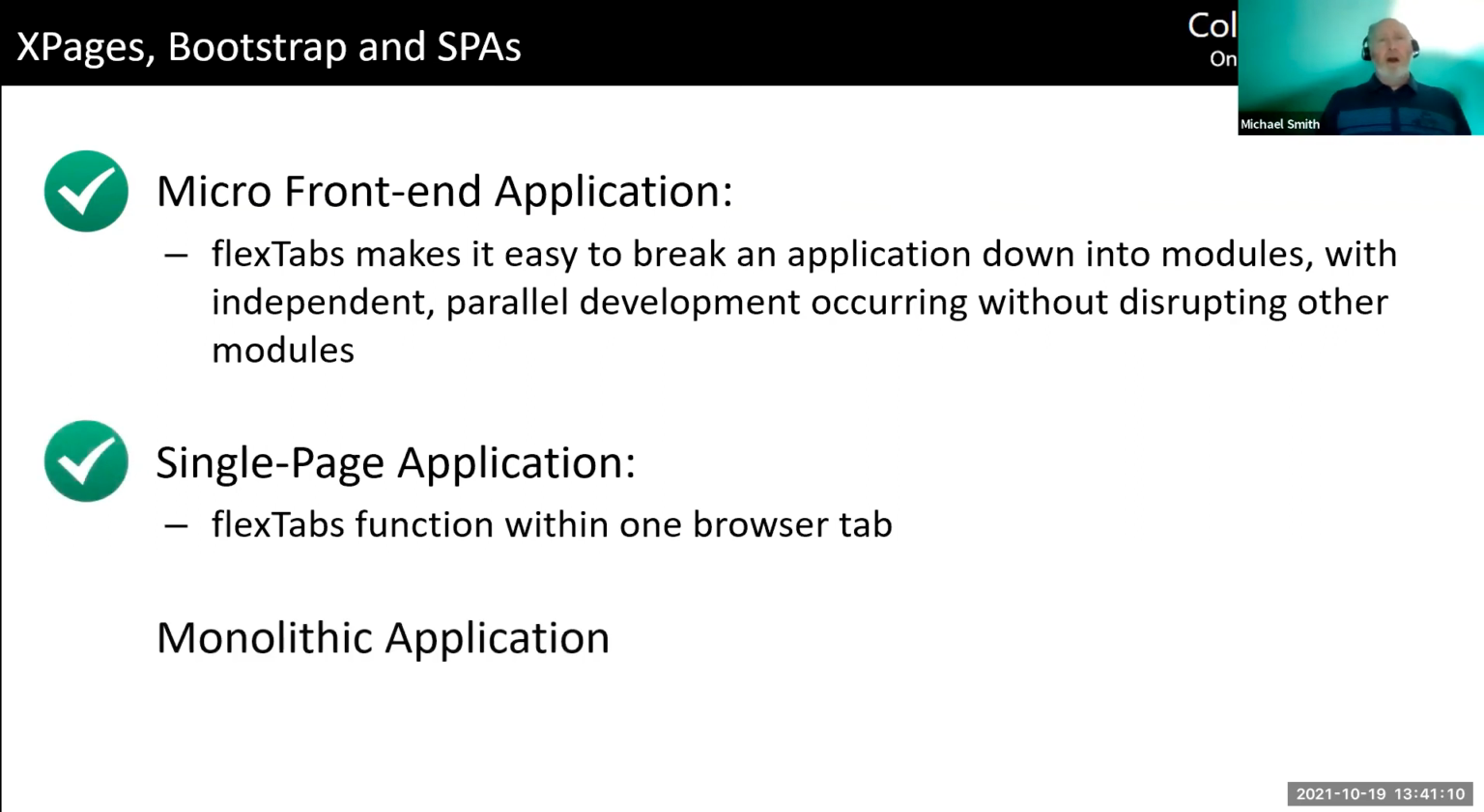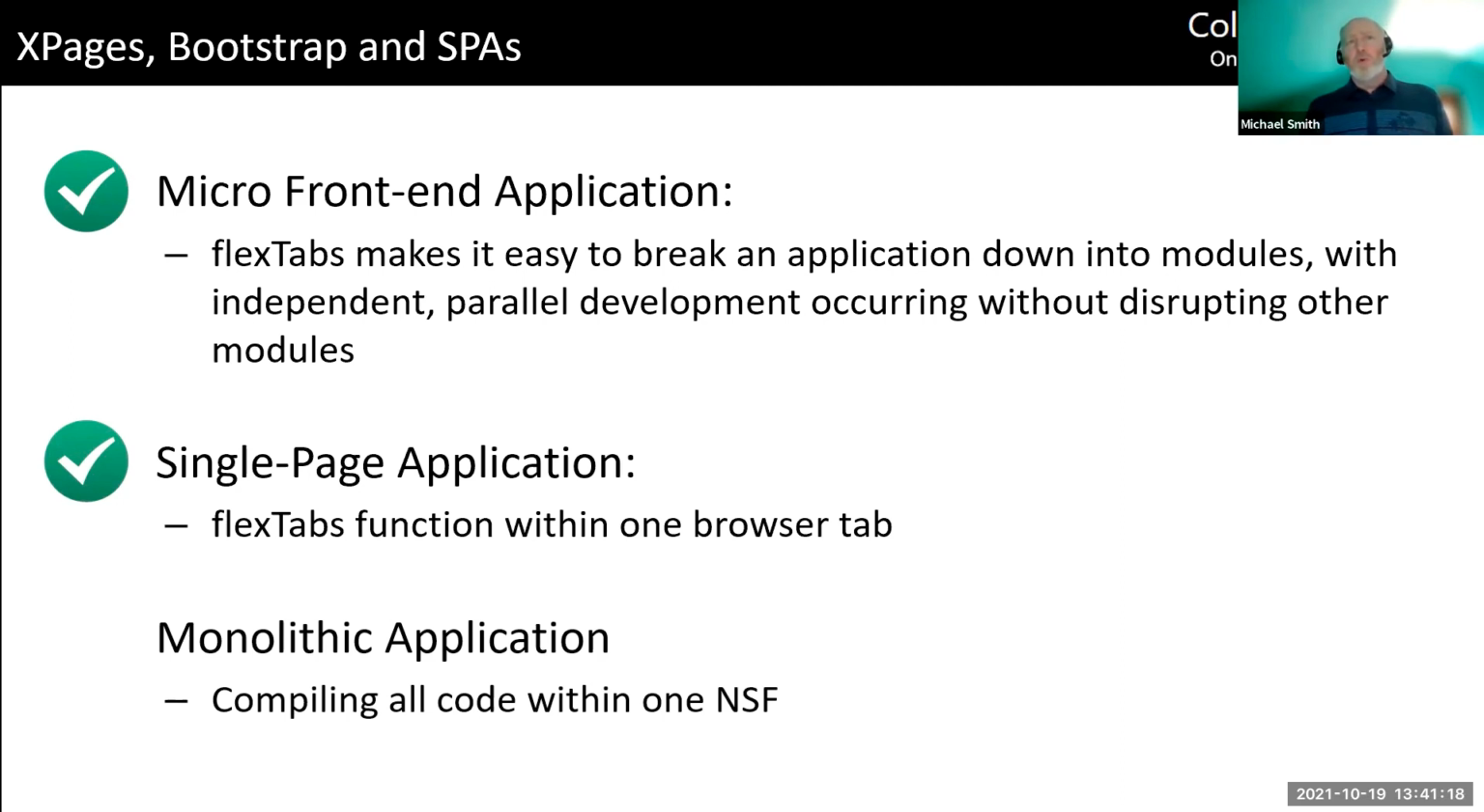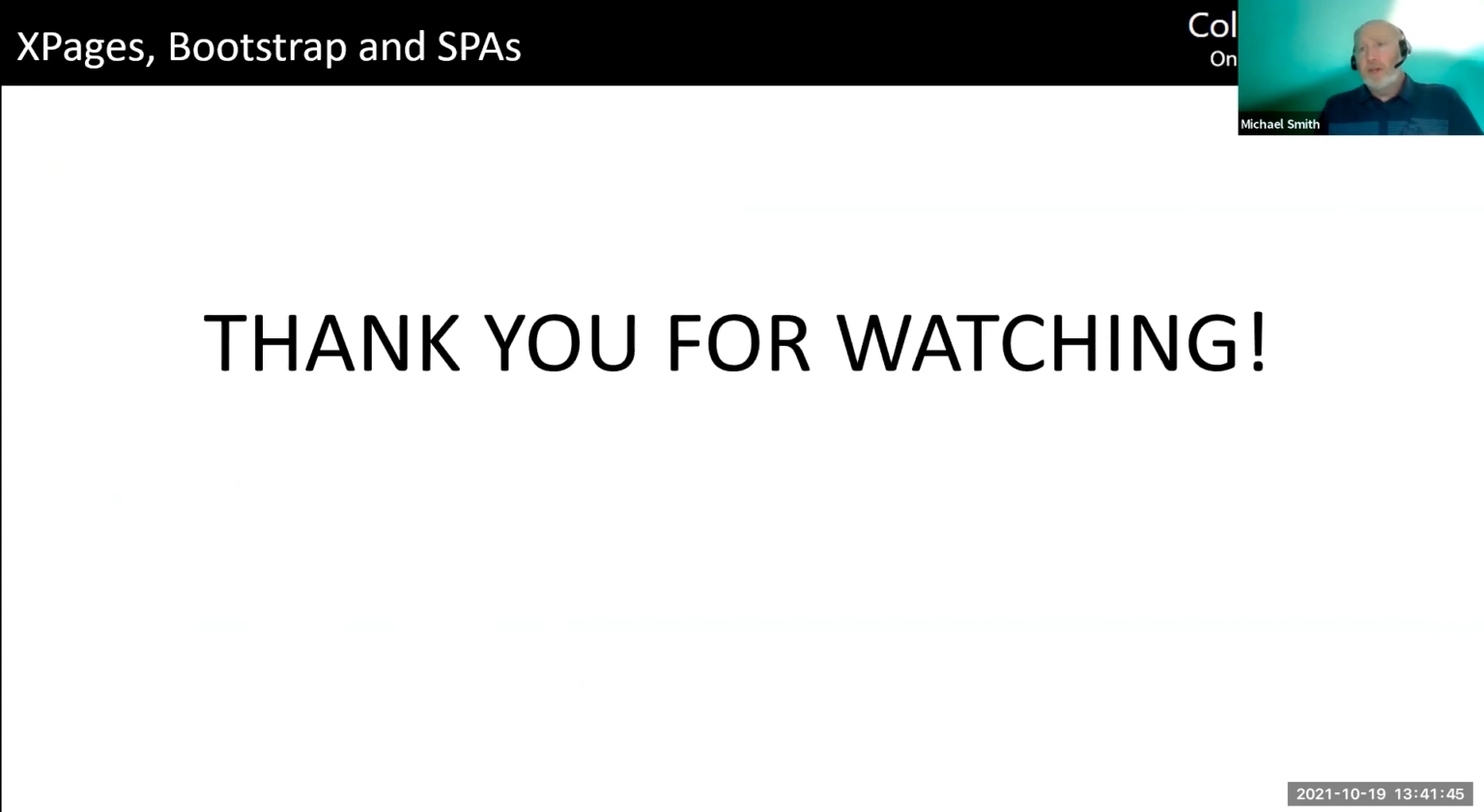Then finally, monolithic application. This might be a little bit of a stretch, but in our case, all of our code lives within one NSF. So from that standpoint, it's kind of a monolithic application because someone could introduce some new code into the build, like Java or something, and break stuff. So we're going to put a check mark next to that. So that is how we build an application that contains each of these three different types of application frameworks.